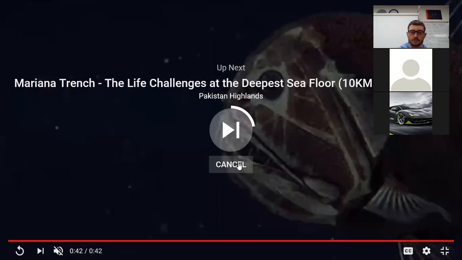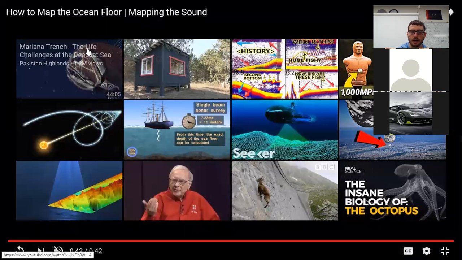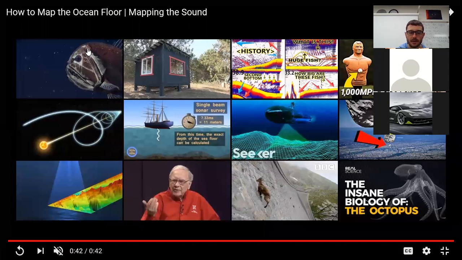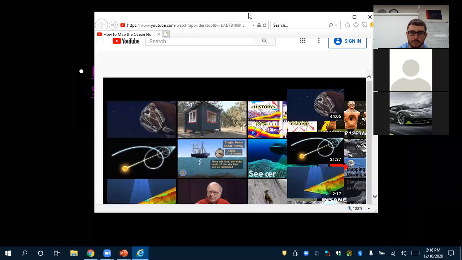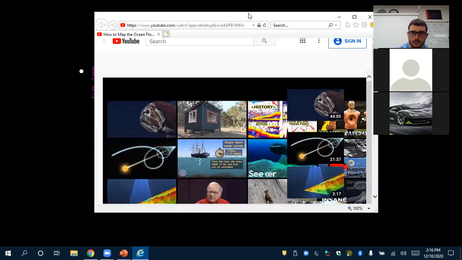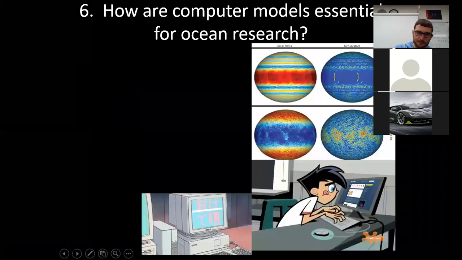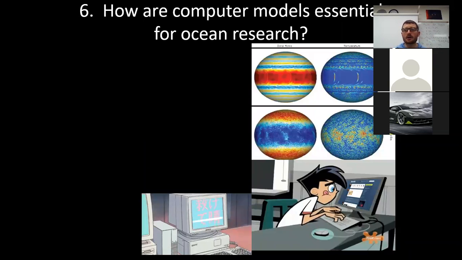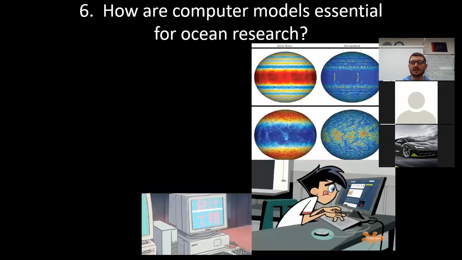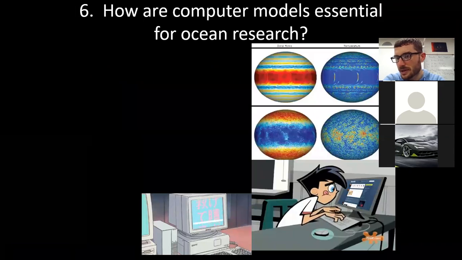Okay, so moving on. How do I escape this? Okay, last question of the day. How are computer models essential for ocean research? Okay, write the question down, then we got to answer it together. What do computers help us with in regards to studying the ocean? Again, we're talking about ocean technologies, guys, ocean technologies. Okay?